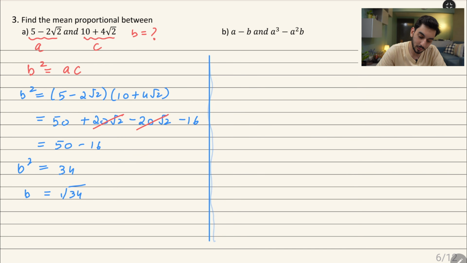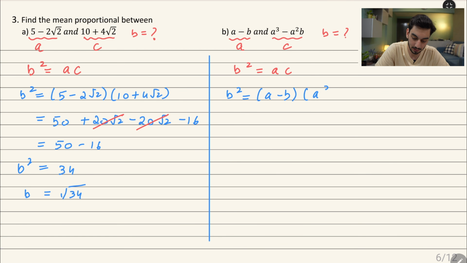Okay, so this one also is the same kind of question. I have been given A, so the first thing is A, the last thing is C, and I need to find the mean proportion, which is B. I don't know what B is. Same logic, B square should be equal to AC. Okay, B square remains as it is equal to A, which is A minus B, times C, which is A cube minus A square B.